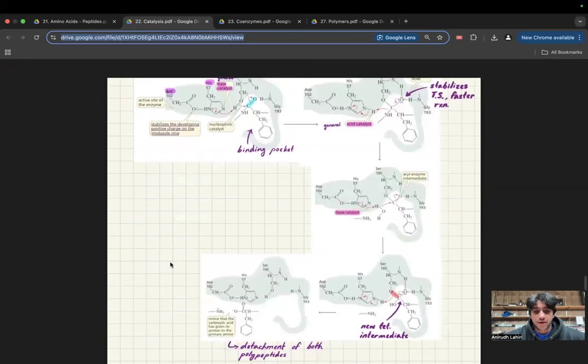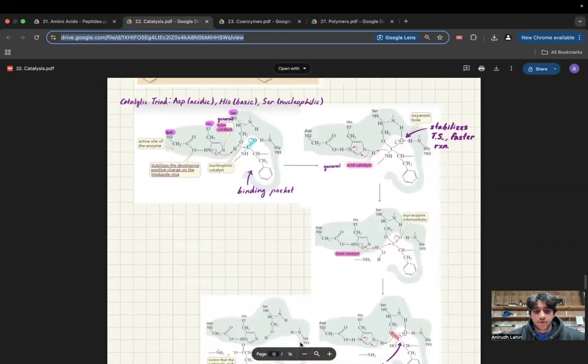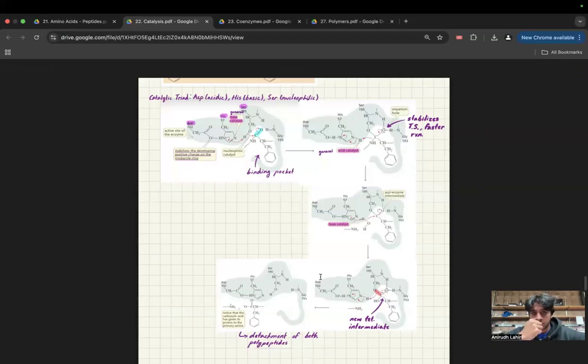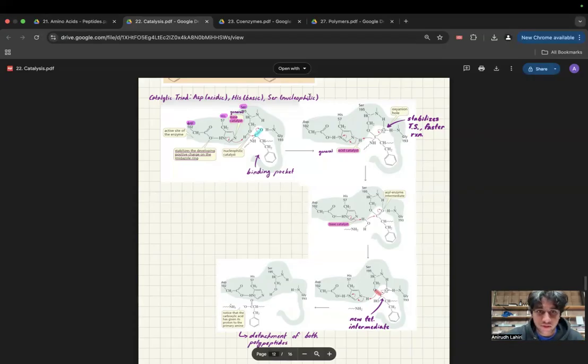Okay, the catalytic triad. This is important, right? The catalytic triad is something that you see in biochemistry and 109C, and just in general. It's three different amino acids: aspartate, histidine, serine. Acidic, basic, nucleophile, right? Each of these three has a role that we've talked about. So let's look at this. This is the active site of an enzyme.